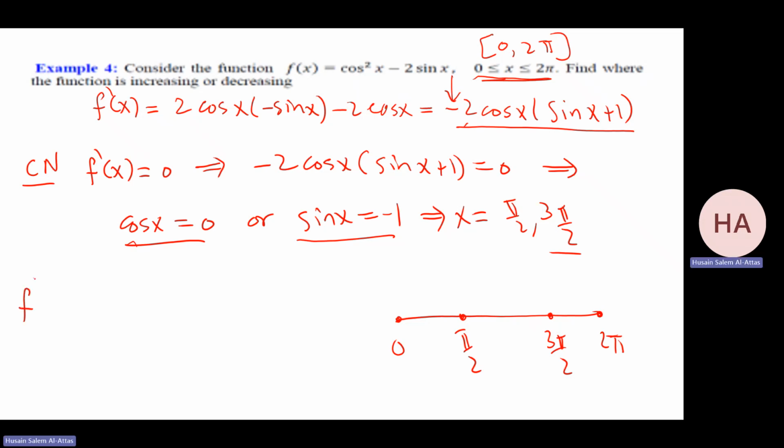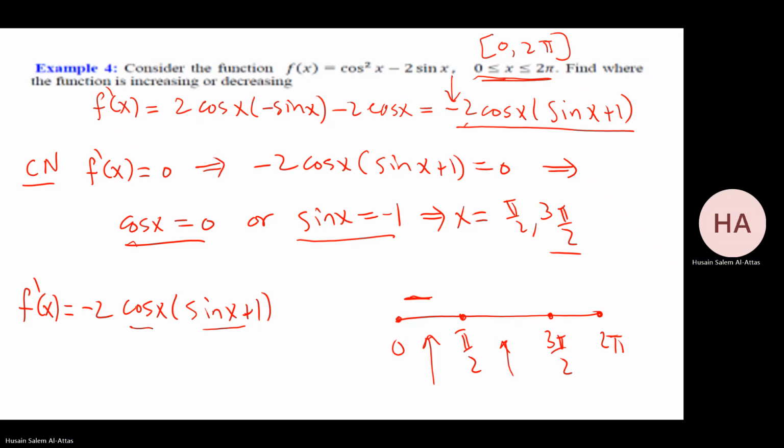Don't forget, this is my f prime: minus 2 cosine x sine x plus 1. Take a value at each period. I have pi over 4, so that will be positive. That will be positive. This is negative, so that's negative. Take a value here, x equal pi. That will be minus 1. That will be positive.